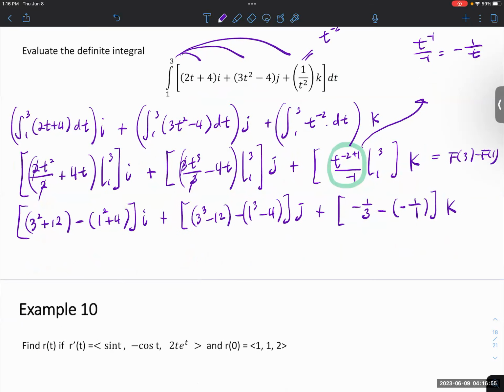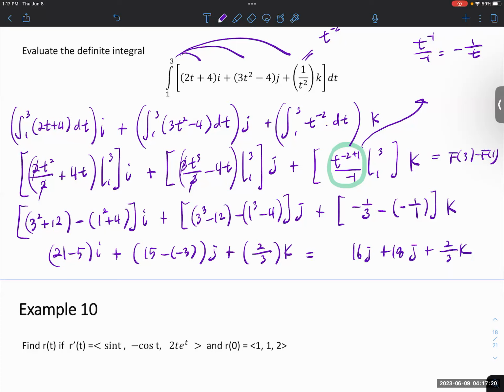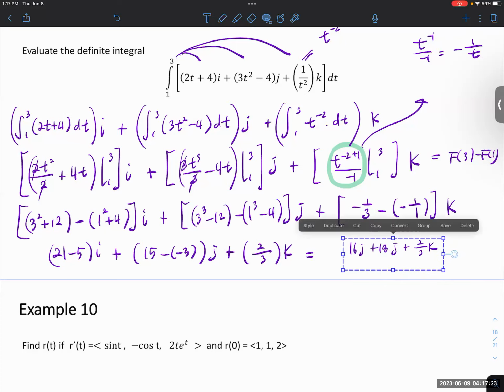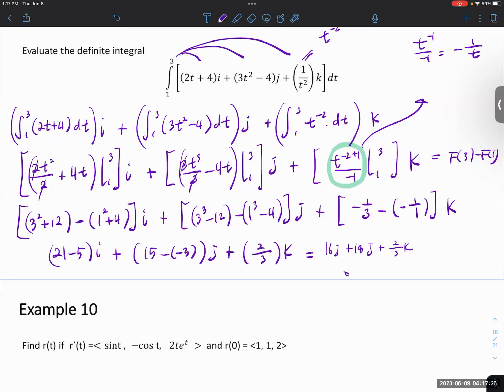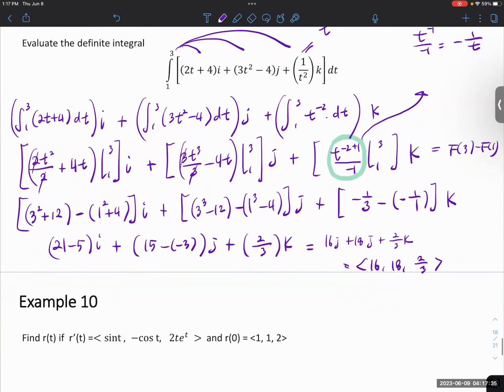Almost done. So you can simplify: 21 minus 5 i, this is 15 minus 3 j, and this is a double negative, 2 over 3 k. So if you simplify, 16i, 18j, 2 over 3 k. So that's your integral. And as a vector, same thing: 16, 18, 2 over 3. That's the vector after you take the integral.